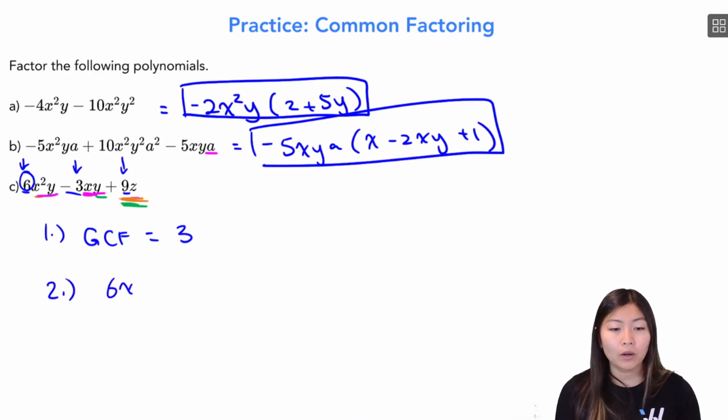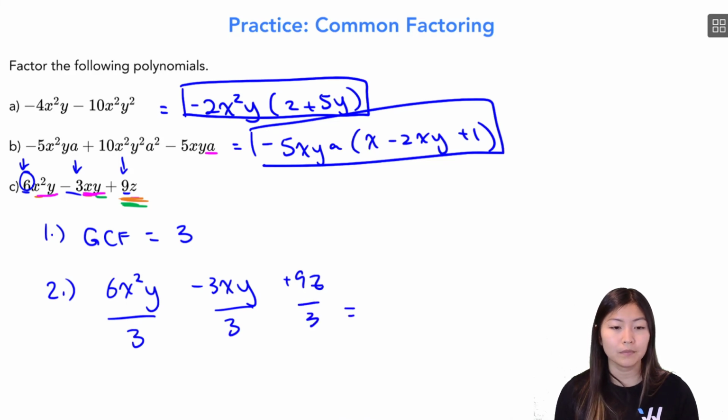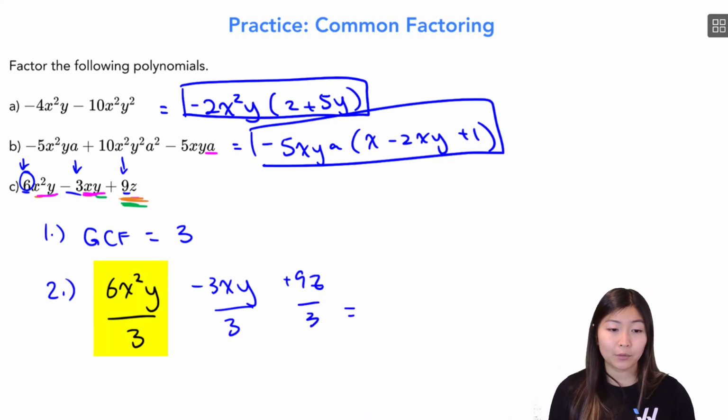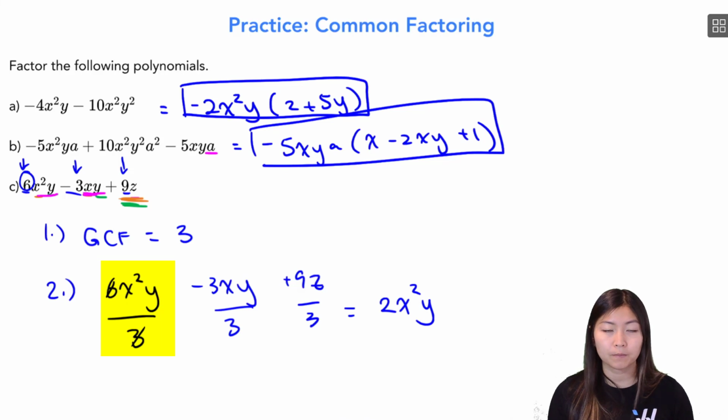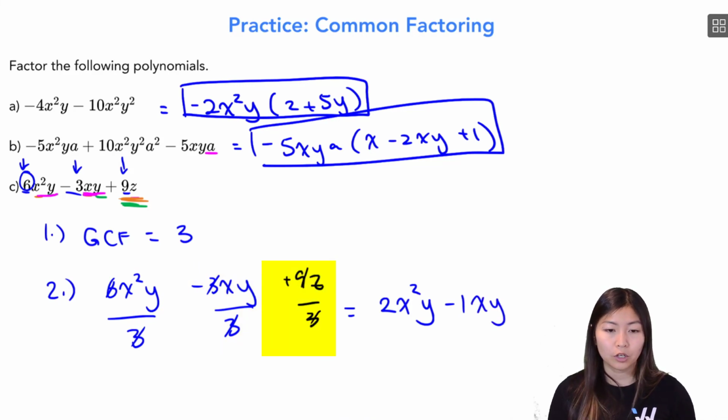Now we are going to take every single one of these three terms and divide each one by the GCF, which is positive 3. First one, 6 divided by 3, that's 2. And there's no variables to divide, so I'm just going to copy out my remaining variables. Second term, negative 3 divided by positive 3 is negative 1. And again, just left with the x and the y. Third term, 9 divided by 3 is positive 3. And I just have a z left over.